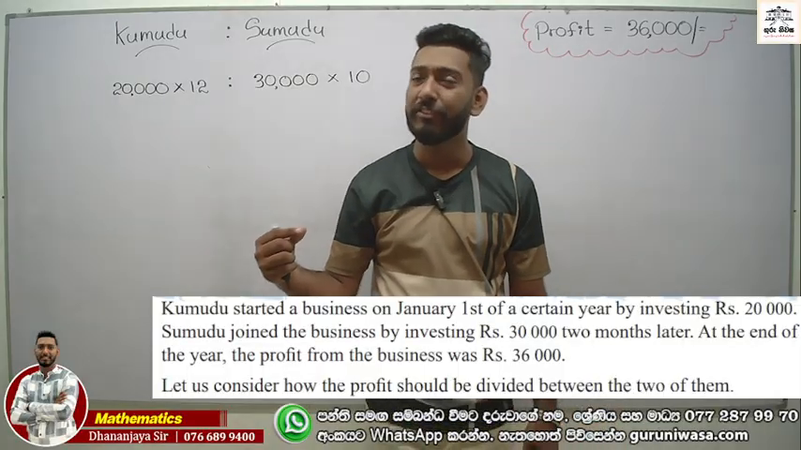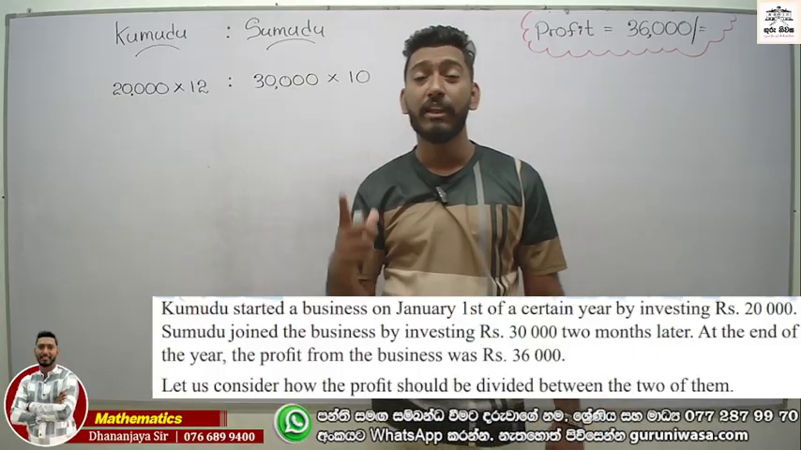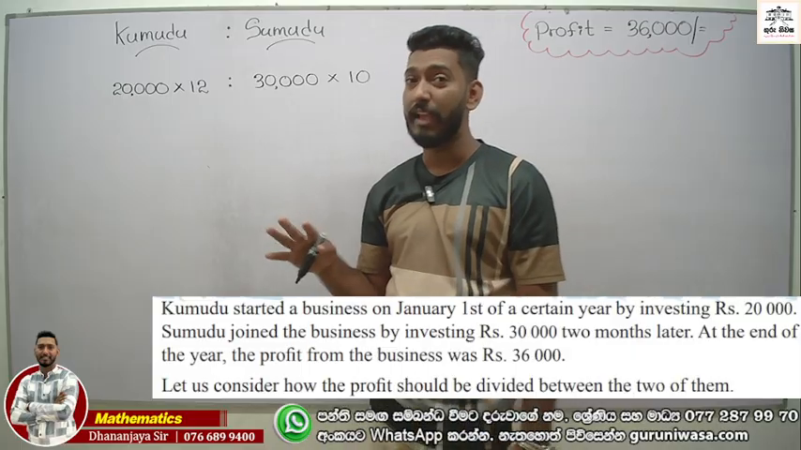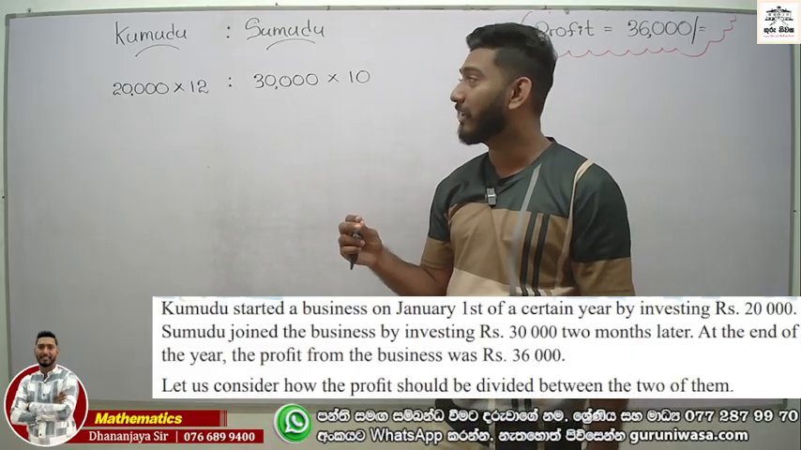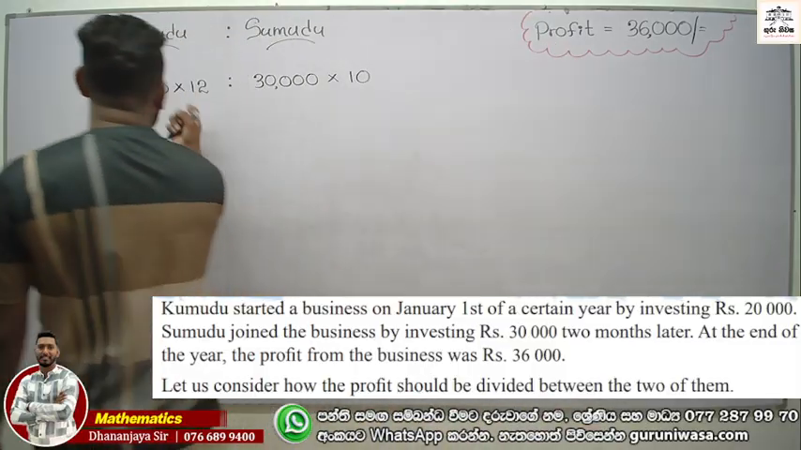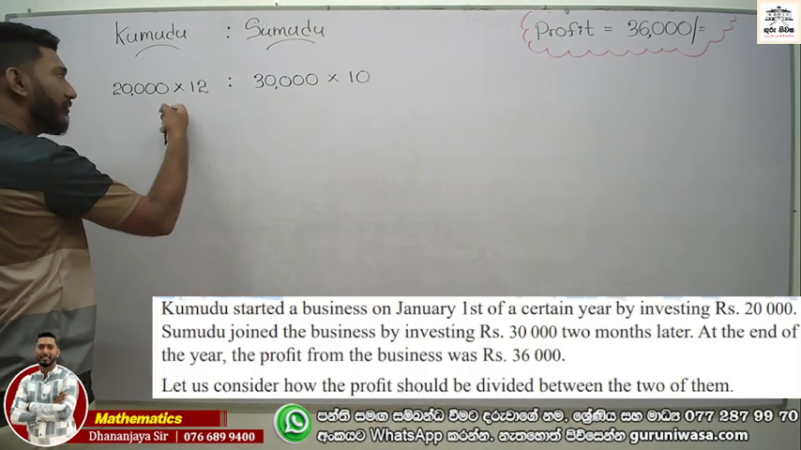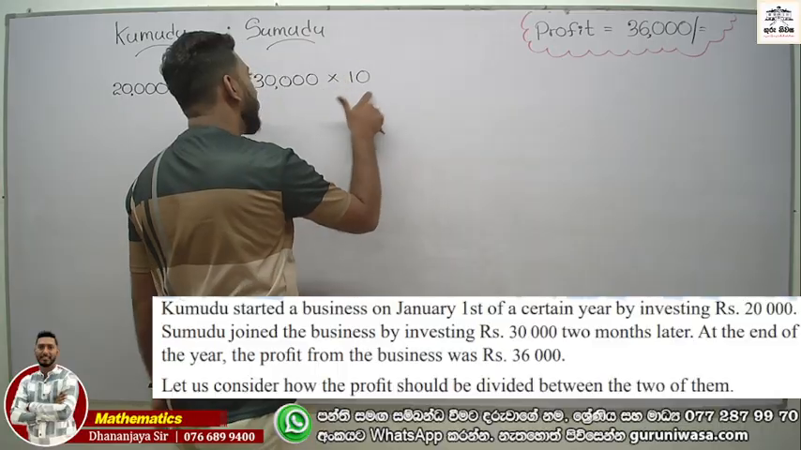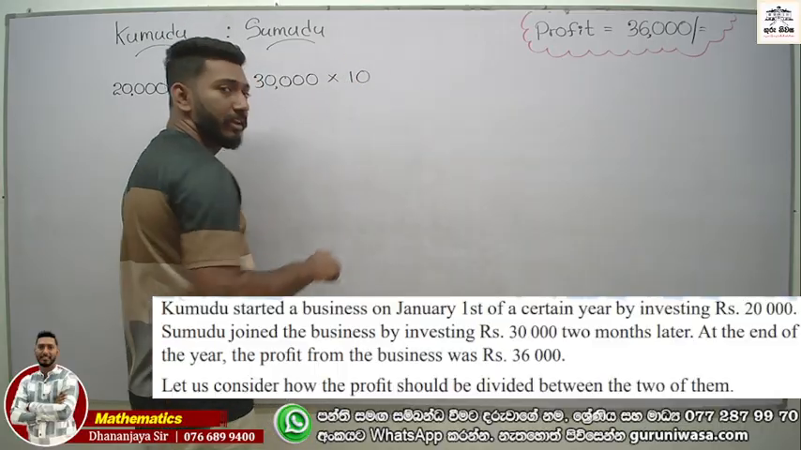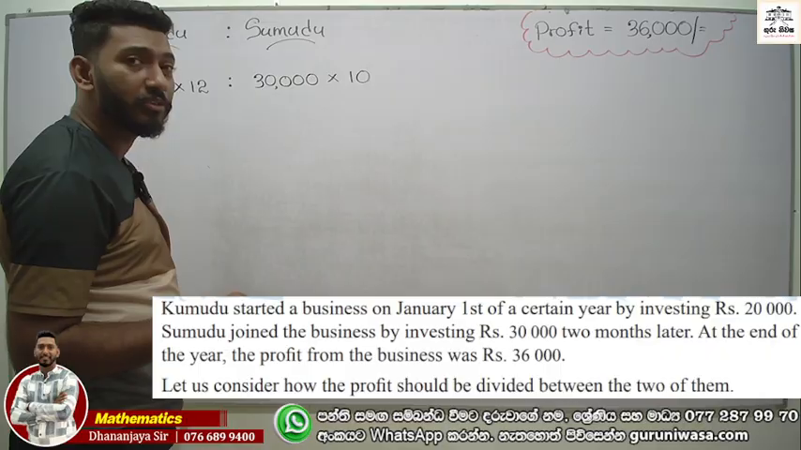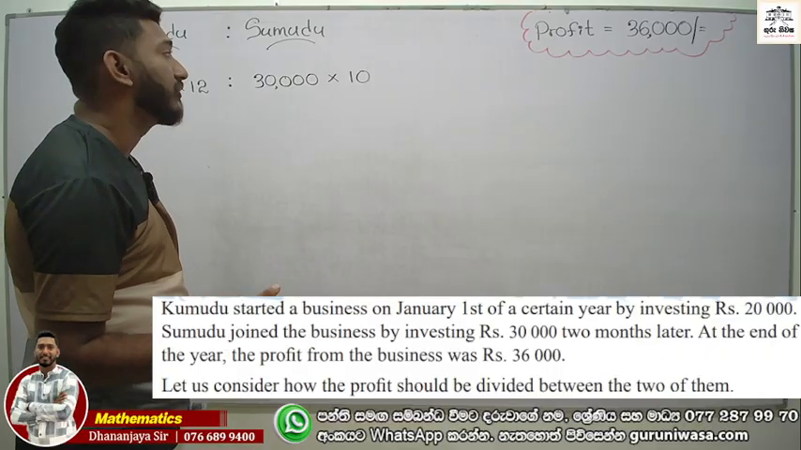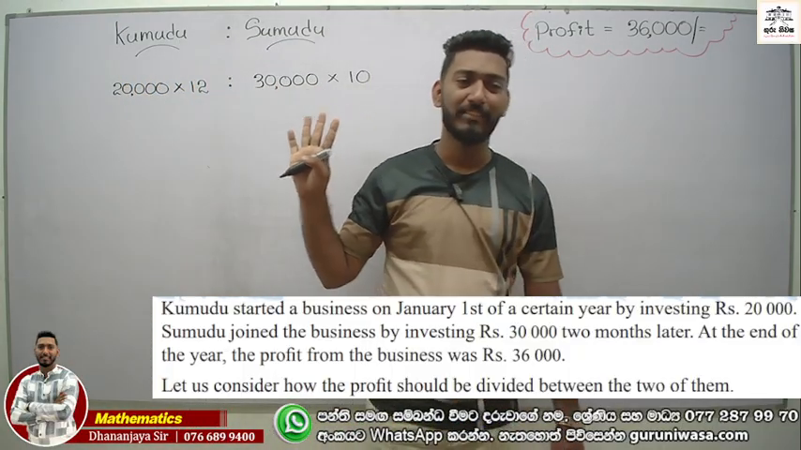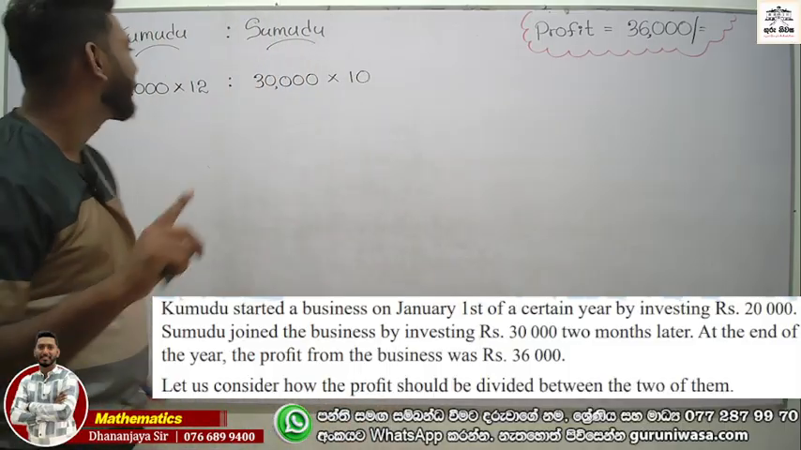Right? In this case, the investments are different and the duration is also different. There are different time periods. Therefore, we have to mention the time period. Kumudu, at the beginning of the year, therefore 12 months. And Sumudu, after 2 months, therefore she invested her money of 30,000 for 10 months. For 10 months. Does everyone understand this? Yes, sir. Okay. Well done. Now listen.